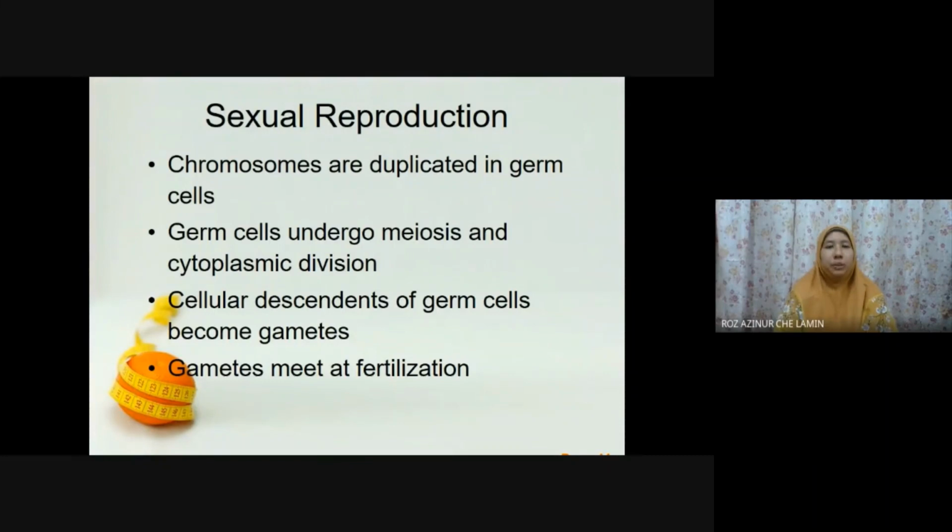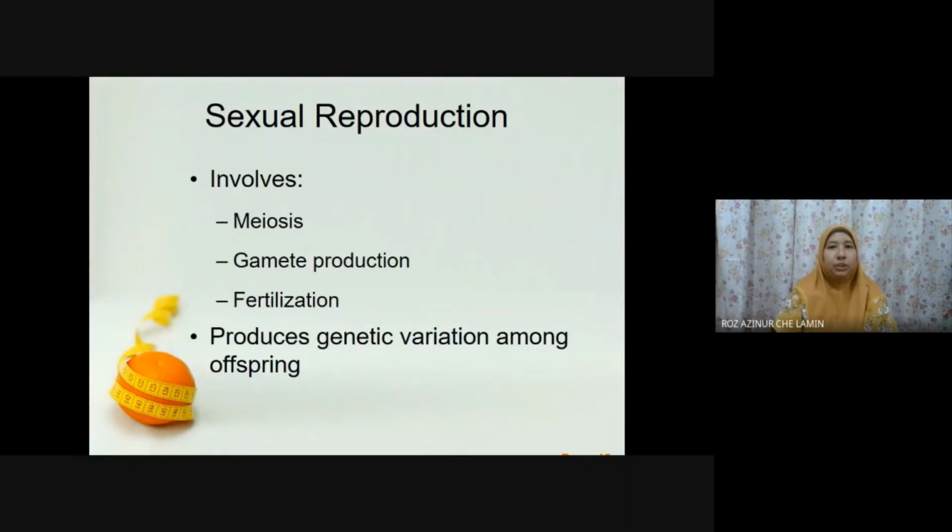While in sexual reproduction, chromosomes are duplicated in germ cells. Germ cells undergo meiosis and cytoplasmic division. Cellular descendants of germ cells become gametes, and gametes meet at fertilization. Sexual reproduction involves meiosis, gamete production, and also fertilization.